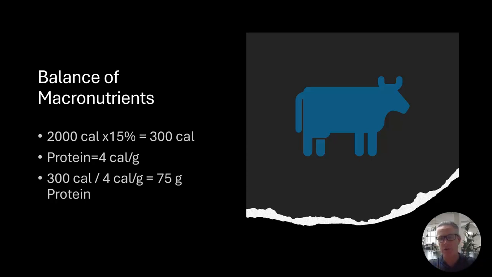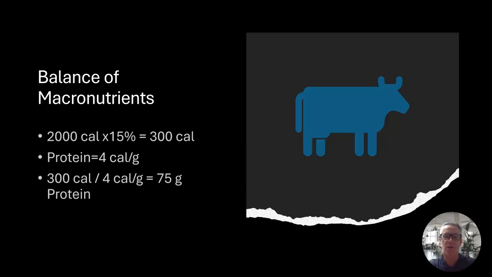So we're going to take that 2,000, and we're going to multiply it by 15%, right? That gives us 300 calories. So 300 calories is 15% of a 2,000 calorie diet. We are going to take that 300 and divide it by 4. And we know that number 4 is because the caloric density of protein is 4 calories per gram, right?